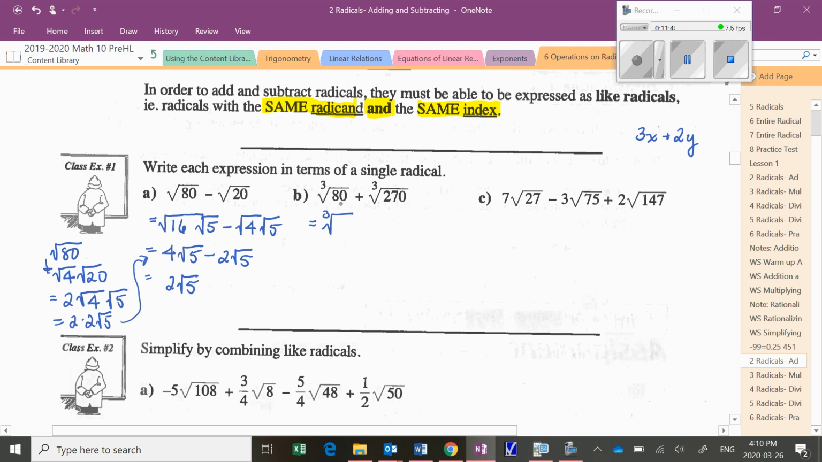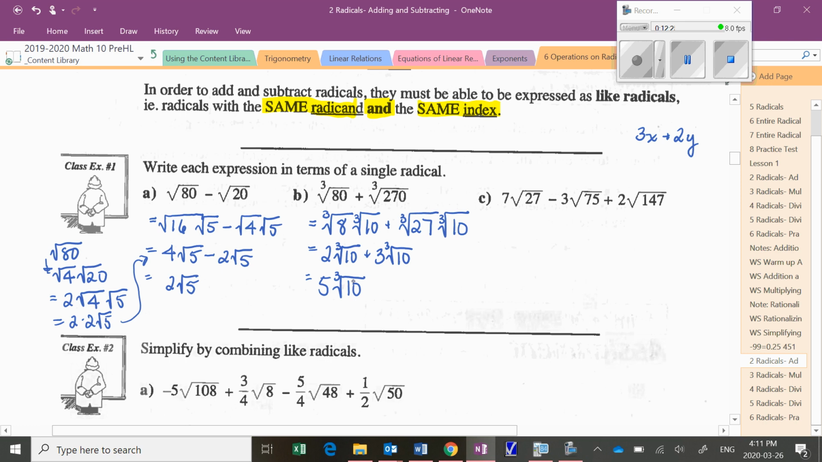So the perfect cube that goes into 80 is 8, so cube root of 8 times cube root of 10, plus, with the cube root of 270, the largest perfect cube is 27, times, again, cube root of 10. So we can see that we get the same radicand, and that is a clue if you're not sure where to start. So cube root of 8 is 2, so 2 cube root 10, plus cube root of 27 is 3 cube root 10, and so that would give us 5 times the cube root of 10.